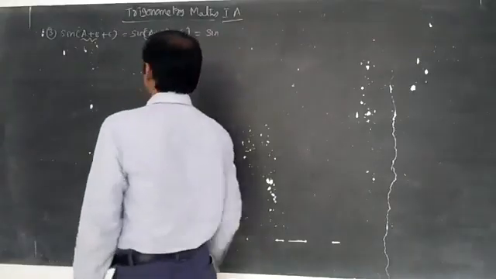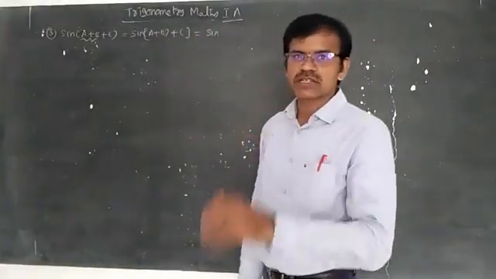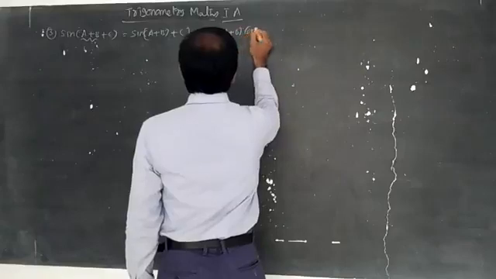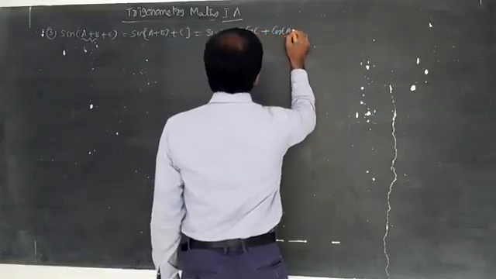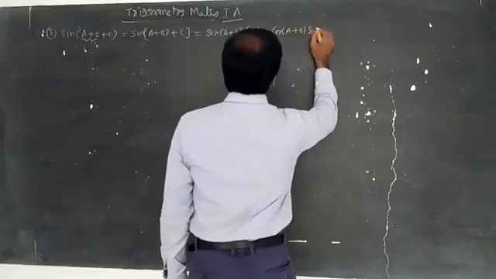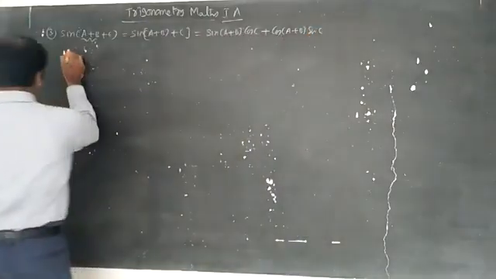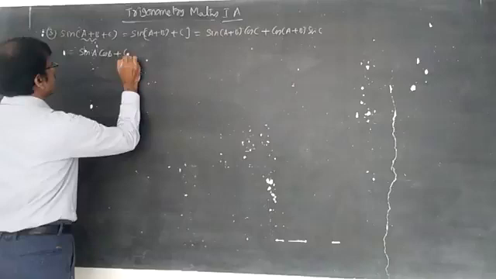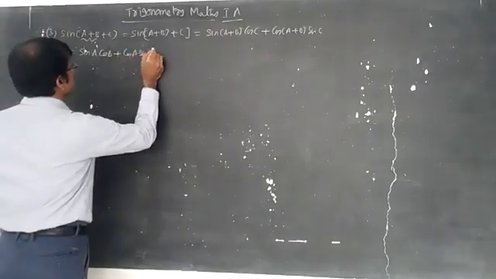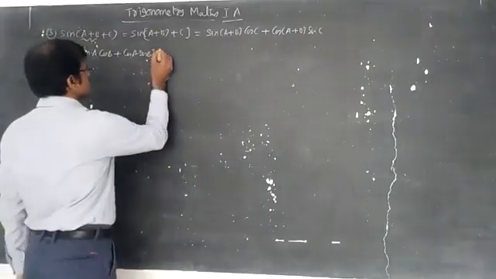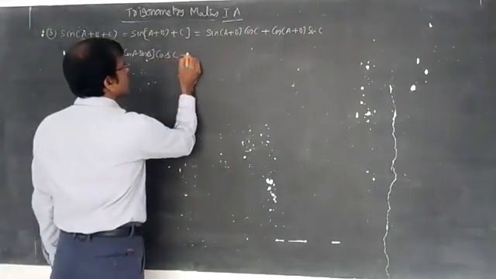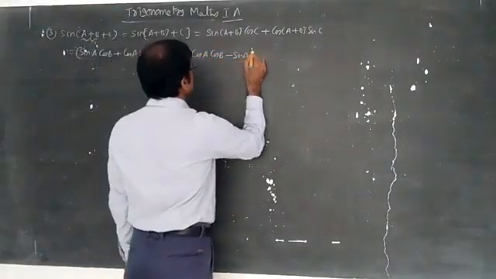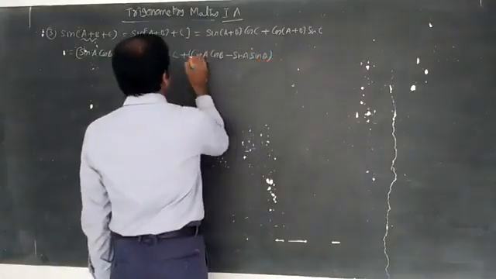Consider this as C, this is D. Sin C plus D: sin C cos D plus cos C sin D. So, write the formula: sin of A plus B into cos C plus cos of A plus B into sin C. Next step, sin of A plus B, you write the formula once again: sin A cos B plus cos A sin B, into cos C, plus cos of A plus B concept, cos A cos B minus sin A sin B, into sin C.